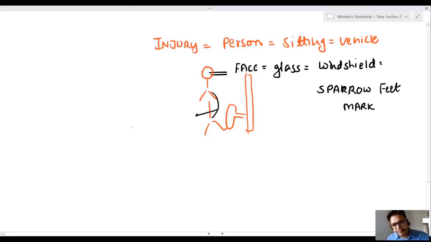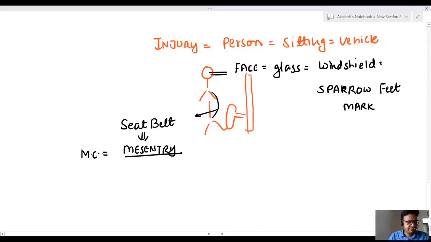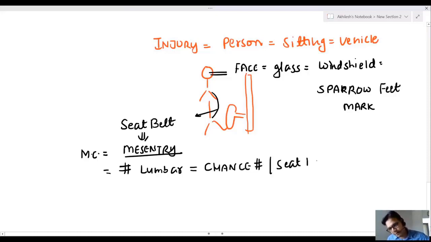Now, sir, we have the seat belt. The most common site of seat belt injury is the mesentery. And observe, there is a fracture of the lumbar vertebra in seat belt injury. This is known as chance fracture or seat belt fracture, a lumbar vertebra fracture.